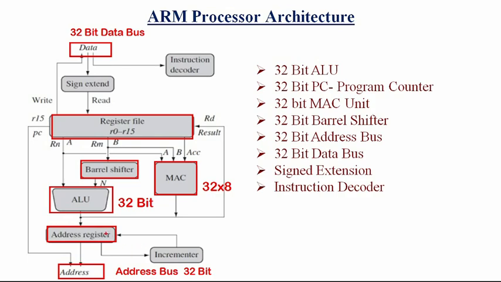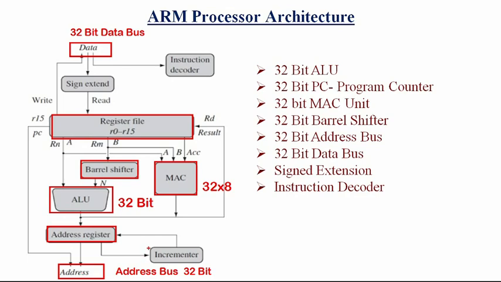If you want to read data from or write data into a memory location, the address will be pointed to by the address register. That address register is connected to the address bus. This address register is also 32-bit. The address bus carries the address, and the data bus carries the data. The data bus is a bidirectional bus, and the address bus is a unidirectional bus.